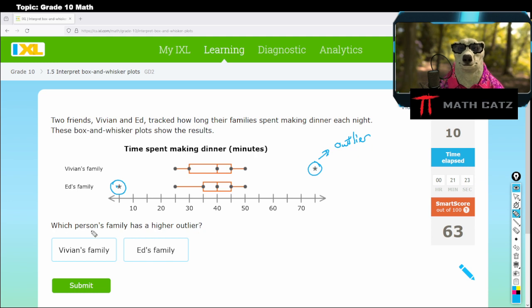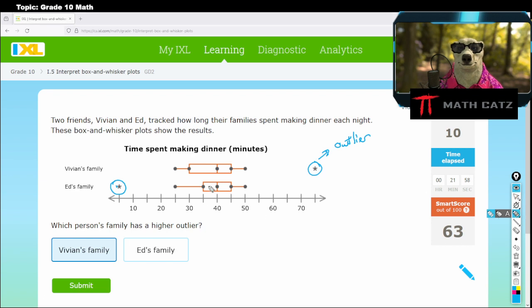And the question is, which person's family has a higher outlier? We can answer a lot of other questions here. A higher outlier, well, something extreme happened in Vivian's family one night. Do we include that or not? Well, it depends. It depends on our analysis and what we want to do. There's no wrong or right. It depends on the goals. And that is what makes statistics a little bit more complicated in general. So definitely Vivian's family has a high outlier.